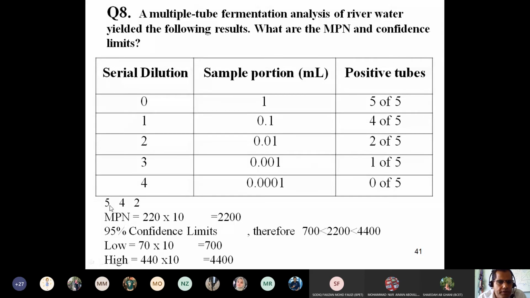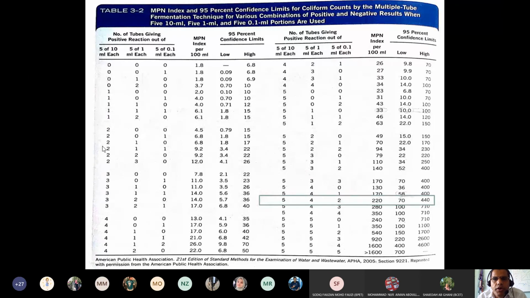5, 4, 2 here. How do I understand MPN? I will go to the next table. Okay, I will go here, number of test tubes giving positive reaction out of 5.